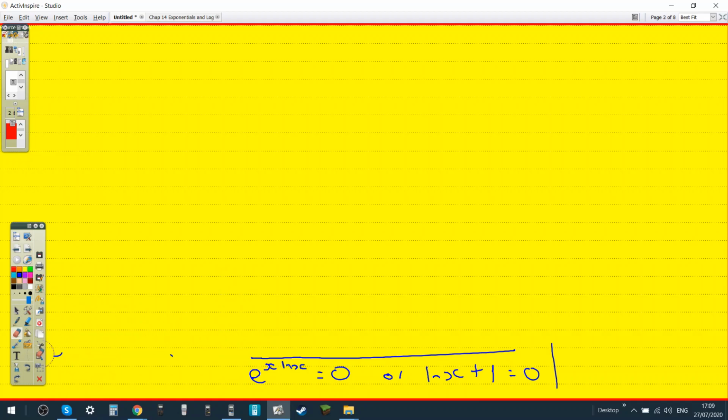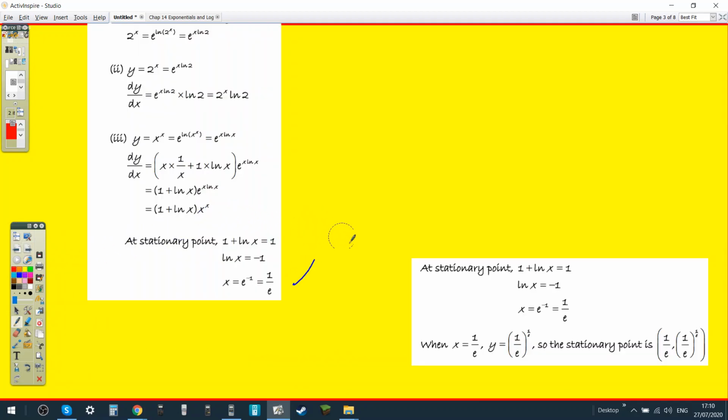But you know, when they solve for the stationary point, they did 1 plus ln x is equal to 1, and I didn't understand it. At stationary point, 1 plus ln x is equal to 1. Why? Misprint. Okay. They meant it's equal to 0. And then, because you can see by their own working, they subtract 1 from both sides. But then how did they get minus 1 when they've got ln x is equal to 0?